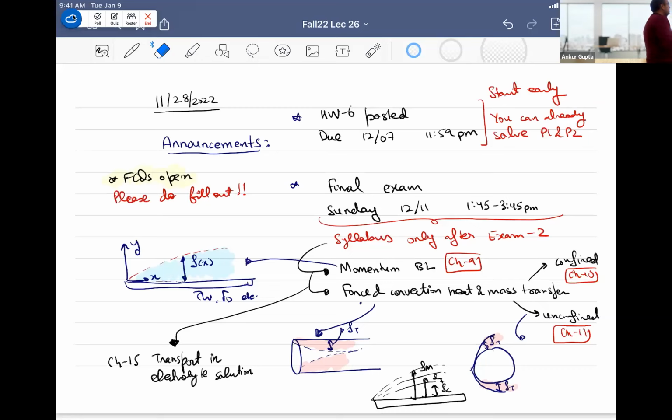Nusselt number and Schmidt number. Similarly, you will be doing, and that was around a particle, now you will be doing around a bubble. So that's the main difference. And it shouldn't take you too long because it's very similar to what we have done in the class.